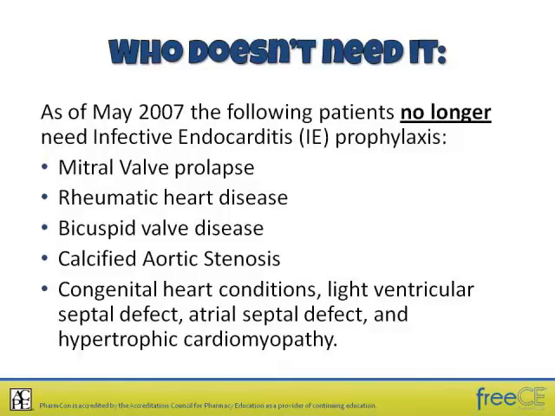As of May 2007, the following patients no longer need infective endocarditis prophylaxis: those with mitral valve prolapse, those with rheumatic heart disease, those with bicuspid valve disease, calcified aortic stenosis, congenital heart conditions, right ventricular septal defect, atrial septal defect, and hypertrophic cardiomyopathy. And some of those are rather common conditions, but since May 2007, it is no longer necessary to prophylax these kids with the amoxicillin or those other antibiotics before doing those dental procedures.